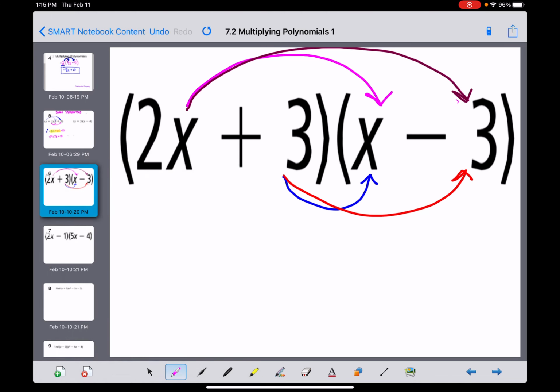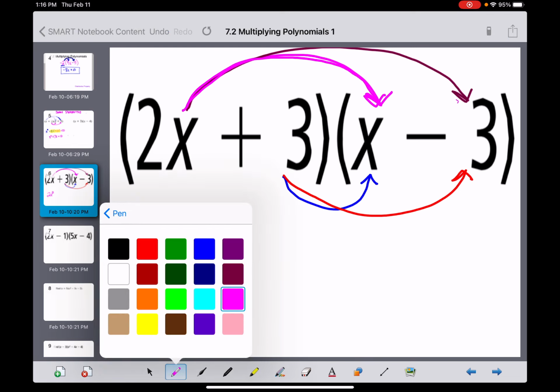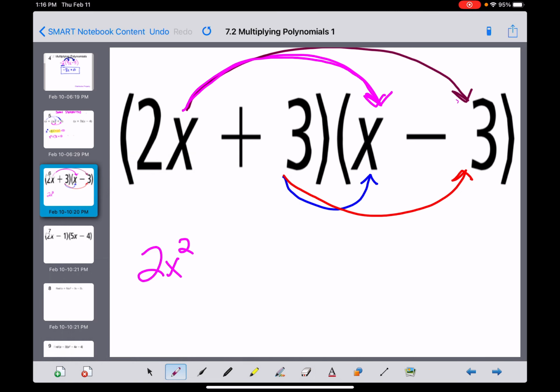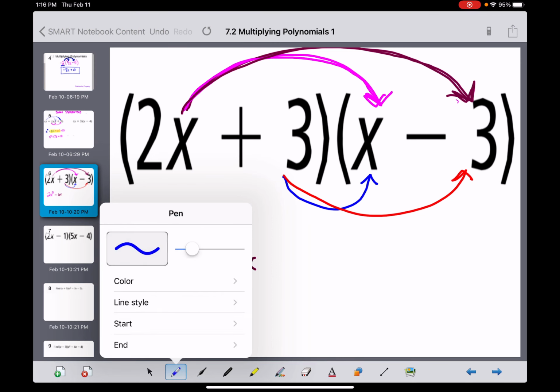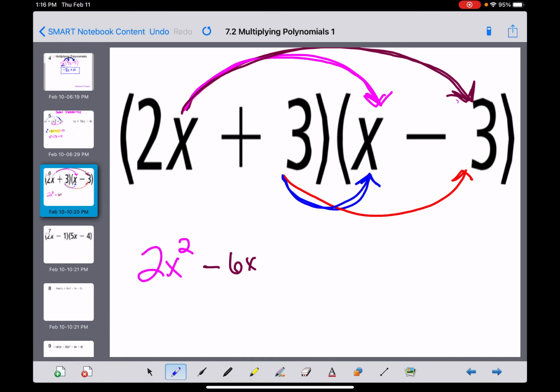So with my first distribution, I have 2x times x. That gives me 2x squared. My second distribution is 2x times negative 3, which is negative 6x. My next distribution is 3 times x, which is positive 3x. And then lastly, we have 3 times negative 3, which gives me negative 9.